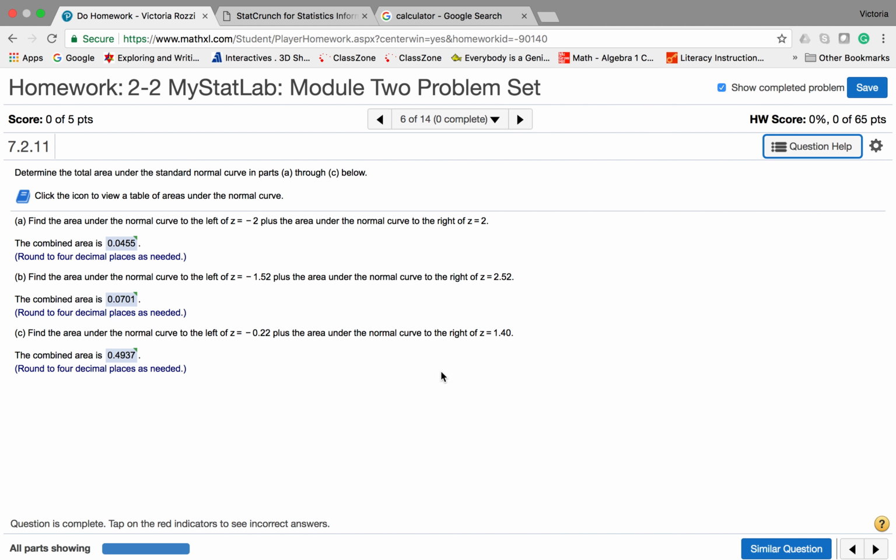Even having that calculator open just in Google is a really helpful thing unless you have one that you can use on your own. So let me know if you have any more trouble with this one, and I hope that that normal calculator helps you out a lot.